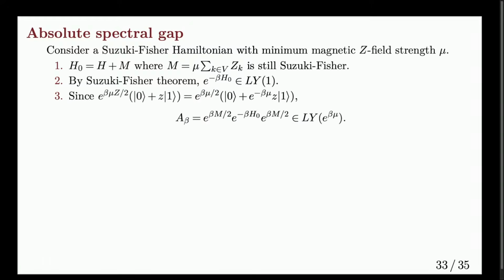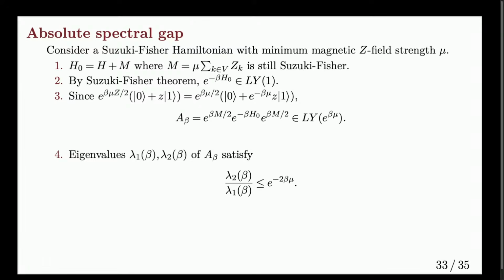A really nice thing about the Lee-Yang property is that you can think of it qubit by qubit. So if I consider this A beta, that's this Gibbs state conjugated by this magnetic field operator, then I can just do this one qubit calculation, which tells me that I have a slightly larger Lee-Yang radius now. Okay.